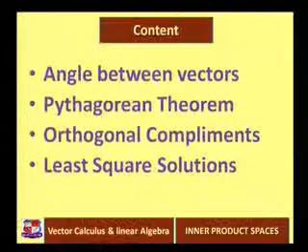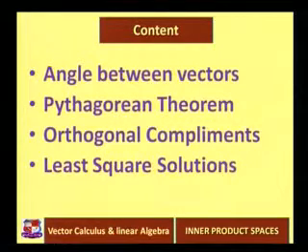As we discussed in the last lecture, the difference between special inner product spaces and Euclidean inner product spaces, today we're going to discuss some properties of inner product spaces, special least square solution and the orthogonal complements of the vectors. So that is the content of today's lecture: angle between vectors, Pythagorean theorem, orthogonal complements, least square solutions.